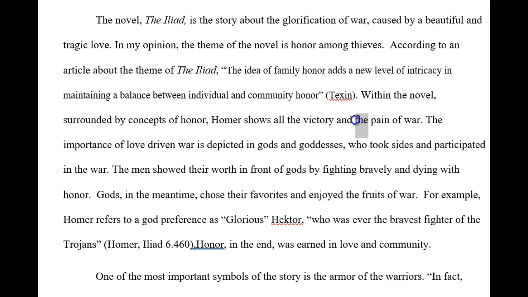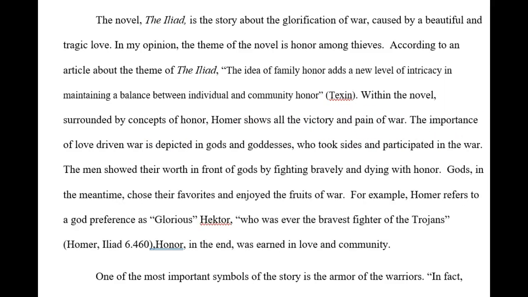I don't think we need a "the" there. The importance of love-driven war is depicted in gods and goddesses who took sides and participated in the war. The men showed their worth in front of the gods by fighting bravely and dying with honor. Gods, in the meantime, chose their favorites and enjoyed the fruits of war.